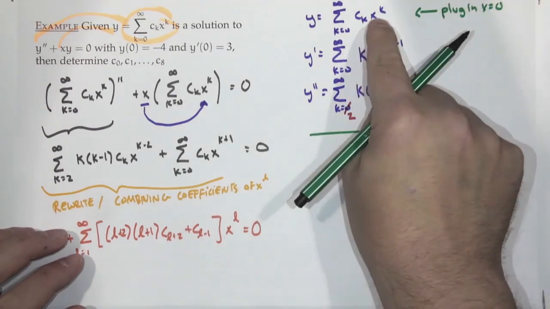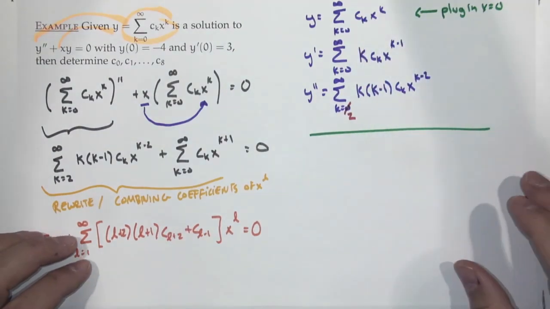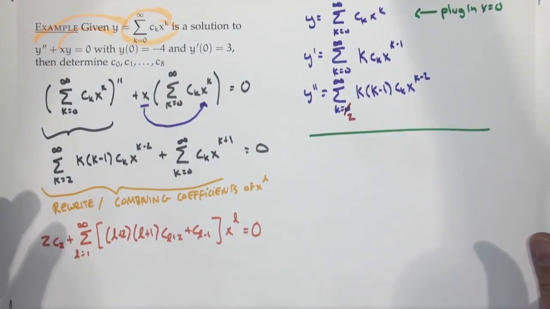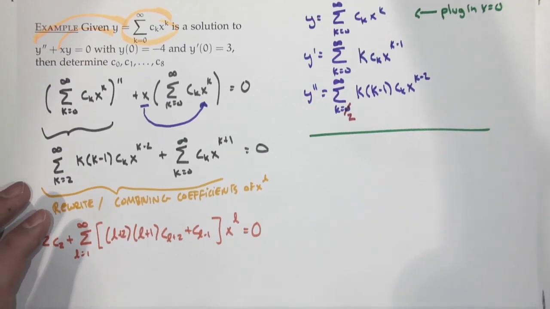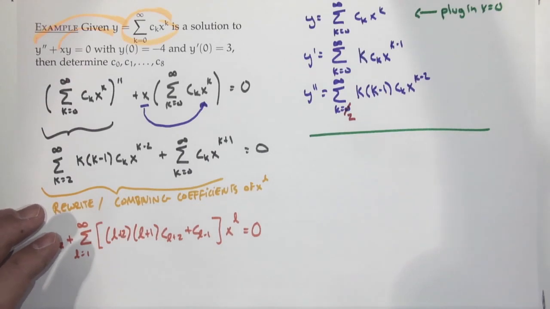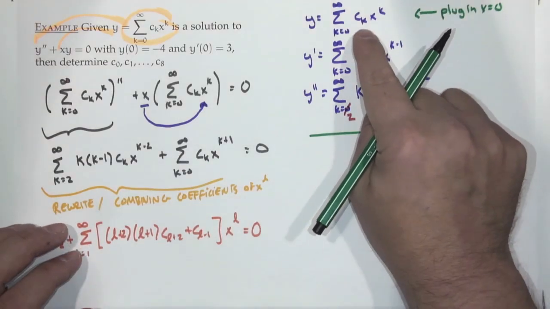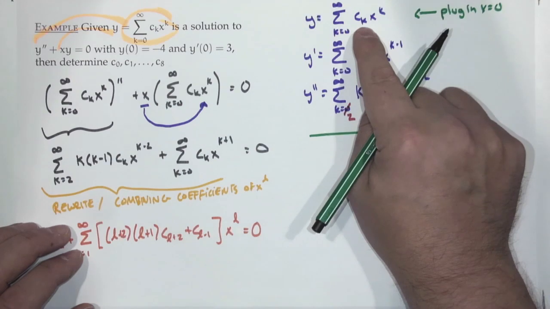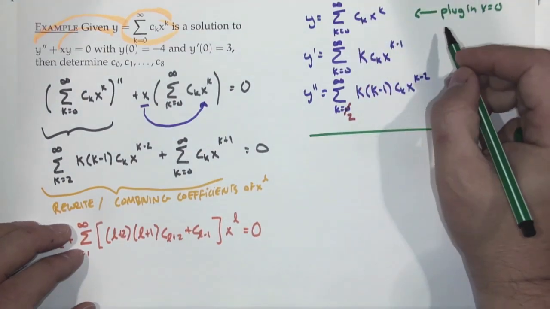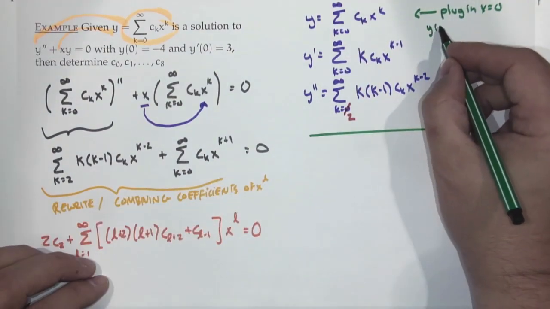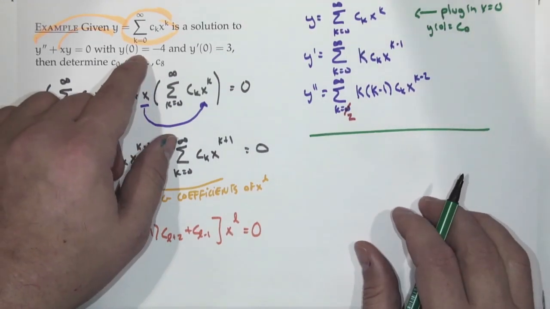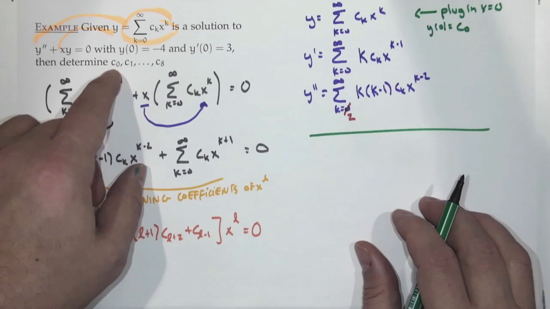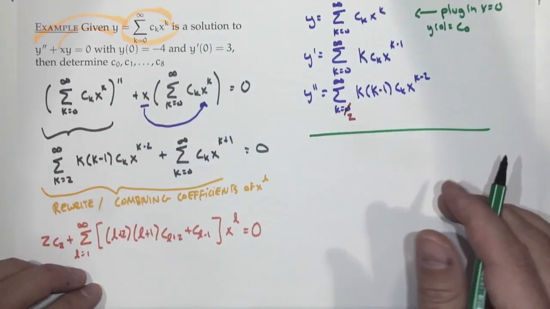Well, what happens with all these zeros? They drop out, right? 0 is a friend. But one thing doesn't drop out. What doesn't drop out? C0, the constant term, doesn't drop out. So what happens when we plug in x equals 0, we get that y of 0 is equal to C0. So these initial conditions are helping us prime the pump. It tells us what C0 is.